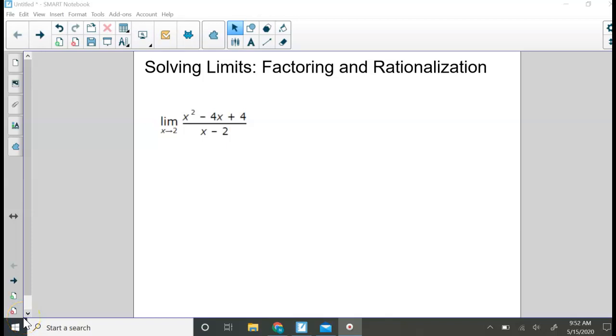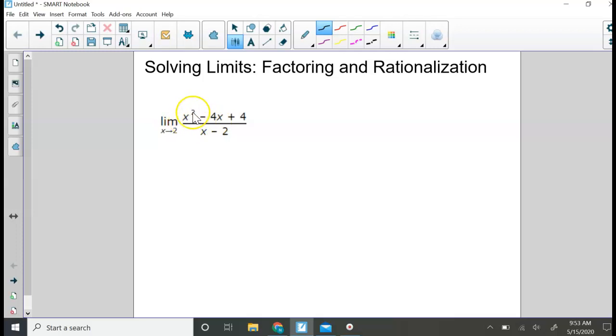Let's go over some of the types of problems that you will see on today's assignment. Some of the problems that you're going to see are just going to be factoring. And so whenever you have a problem like this, the first thing you want to do is plug in your 2 to make sure that you do get 0 over 0.